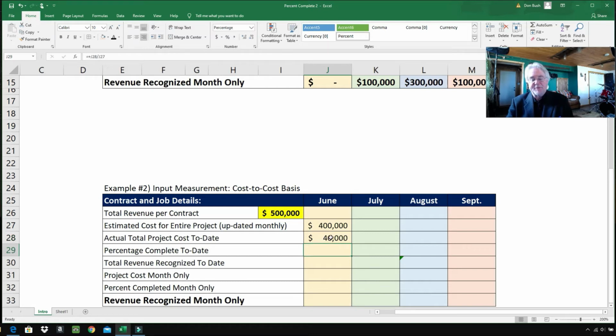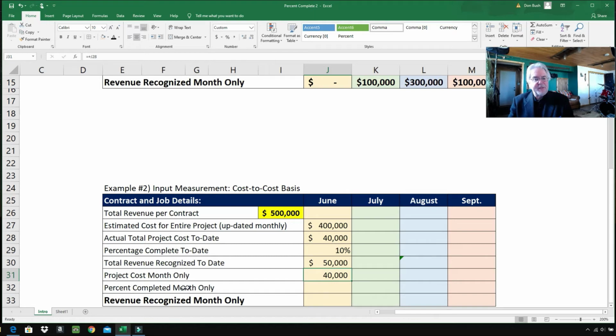$40,000, what we've spent so far, divided by the estimated total, and we'll find out the estimated percent complete, the percentage complete to date. So the amount of revenue that we're going to recognize is 10% of the contract amount. So 10% of the contract amount, $50,000. So we'll fill in these last three lines here. They may not make a lot of sense right now, but they'll make more sense as we do July and August and September. The project cost for the month only, $40,000.